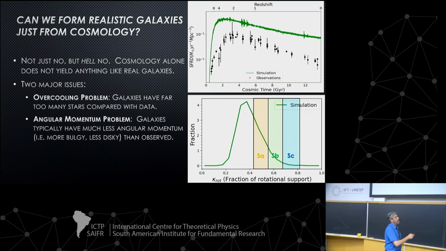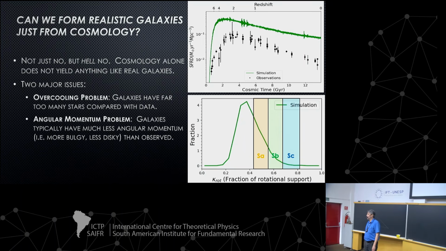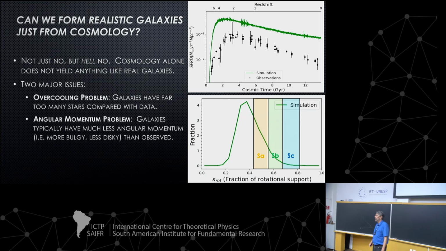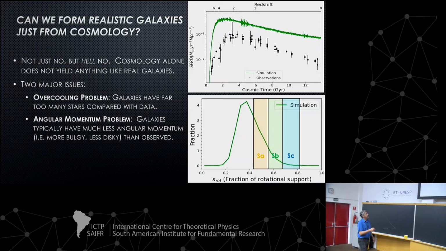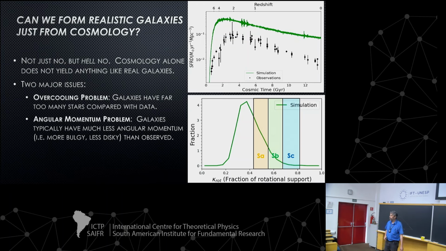This green line shows a simulation in this case where all we included was what I've told you about so far. And you can see it's way, way above the line, right? So that's known as the overcooling problem, that if you just let cooling run away and pile up a whole bunch of gas into galaxies, it will happily form into a whole bunch of stars, and that's way more stars than we actually see in the universe. I mean, it's better than being less. If it was less, we'd be in trouble. But if it's more, that tells us that there is something holding star formation back that we haven't accounted for.